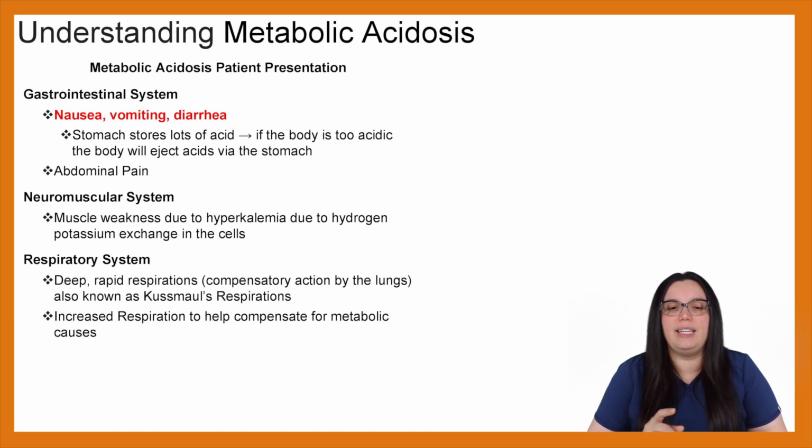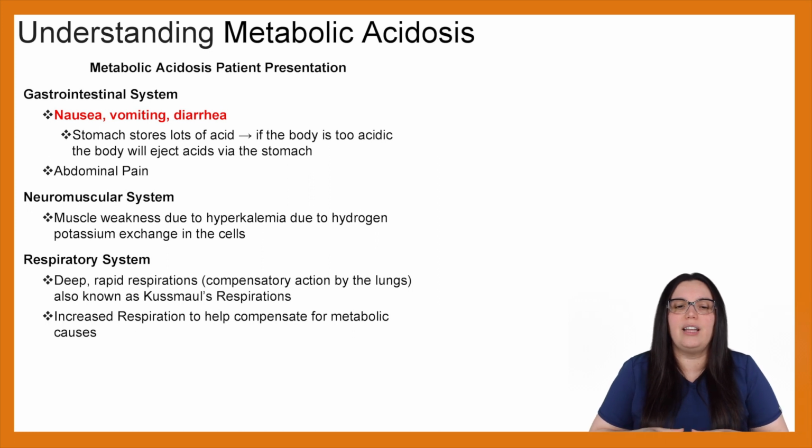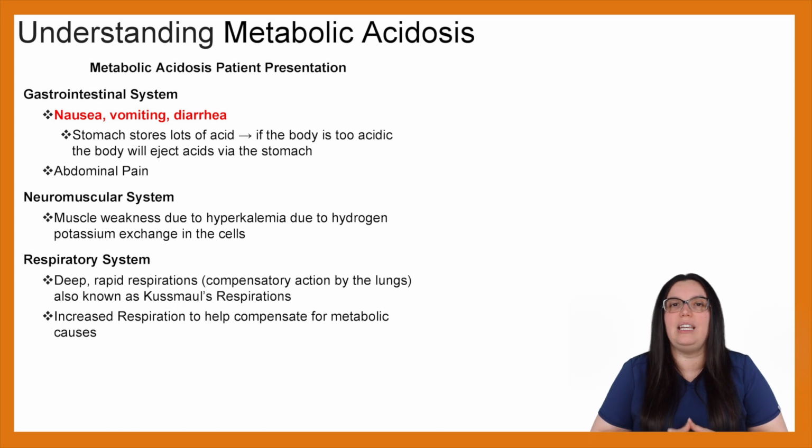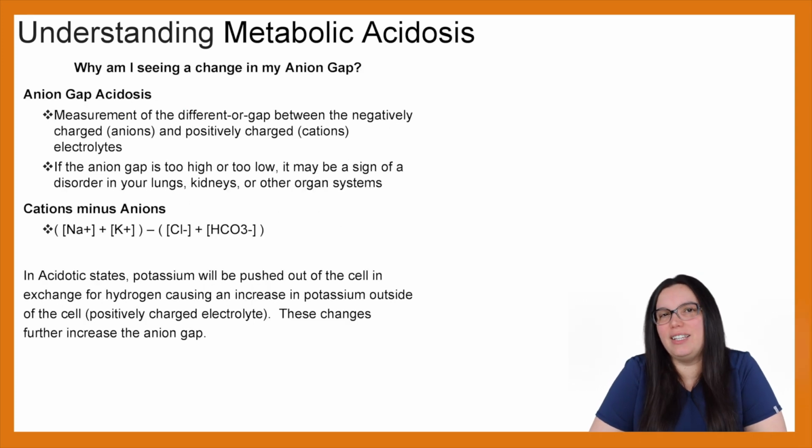As well as you're going to see increased respirations that help compensate for metabolic causes. So it's not necessarily just those deep, rapid respirations. You could even have a patient that's trying to hyperventilate to try to balance out that acid that's taking place. It's the lungs' way of trying to compensate for what's happening metabolically within our system. So something else that you may notice, especially when it comes to diabetic ketoacidosis patients who have metabolic acidosis, is anion gap.